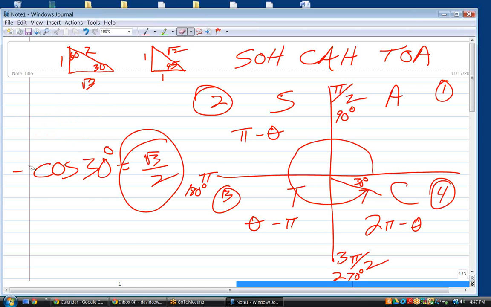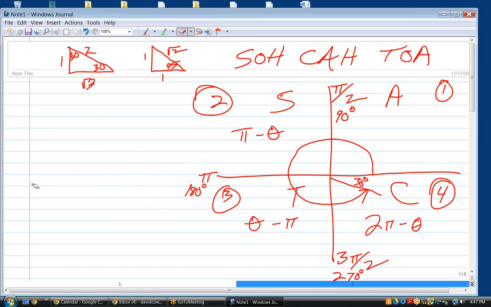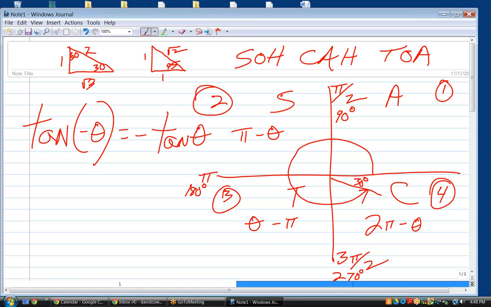So that's what you can do with negative angles. And the only one we didn't talk about is tangent. Tangent is also odd. So the tangent of minus theta is minus the tangent of theta. And that's the best way to do tangent. In fact, it's the best way to do all your negative angles, is to apply the property of whether it's odd or even.